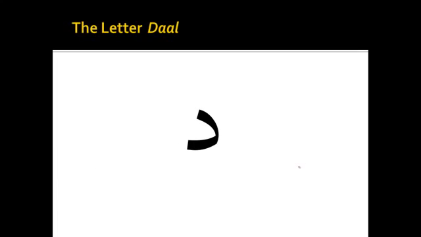Here is the daal. We're going to write daal here. Now the daal is like the D in English, which is pretty easy, like as in door. Now the daal, you see, it starts from here, and we come down, and then we write it over this way. We make our next stroke like this, and it's going to sit on the line.